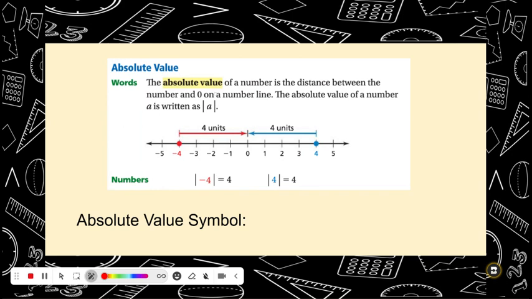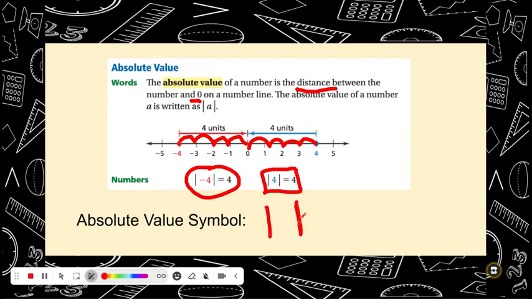Okay, absolute value. The absolute value is the distance between a number and 0 on a number line. So for example, if we had the absolute value of -4, your answer is 4 because it's 4 jumps from 0. The same thing, if we have the absolute value of 4, it's 4 jumps from 0. So absolute value is always positive unless we have a negative on the outside. The absolute value symbol will just be 2 vertical lines.